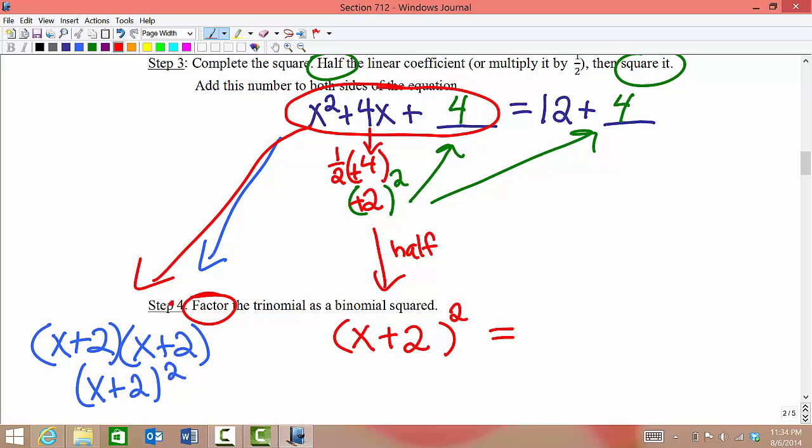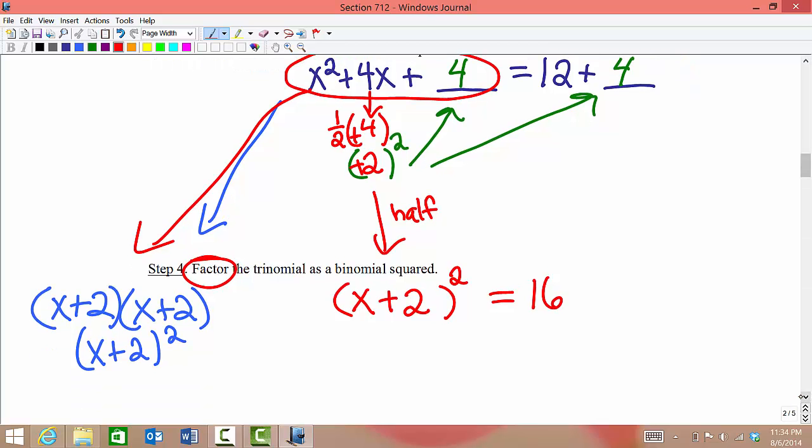So you want to know where those 4's went. Well, we factored it. We took that trinomial, we factored it, x plus 2 squared. If you were to multiply that out, remember you would get right back to where we started. Now on the other side, 12 plus 4, we get 16. So we want to simplify and factor. Factor the left-hand side, simplify the right-hand side.